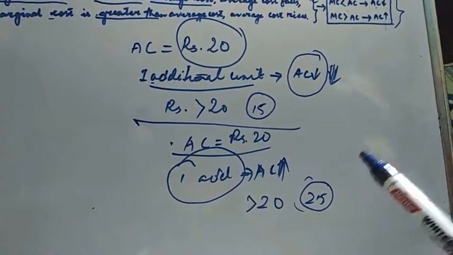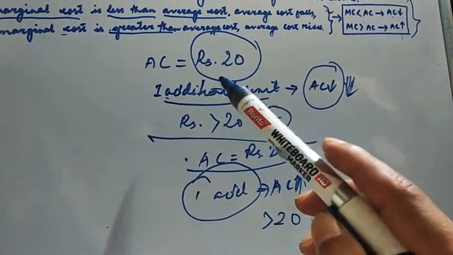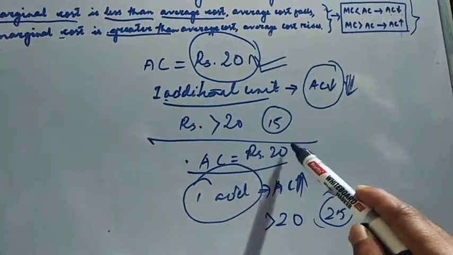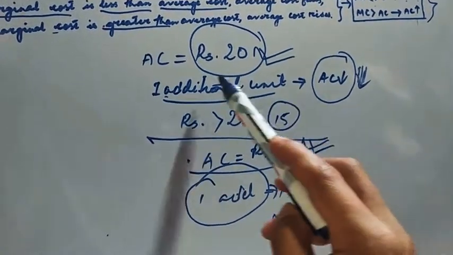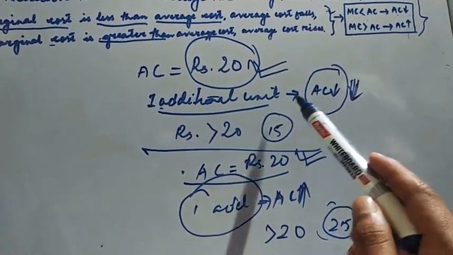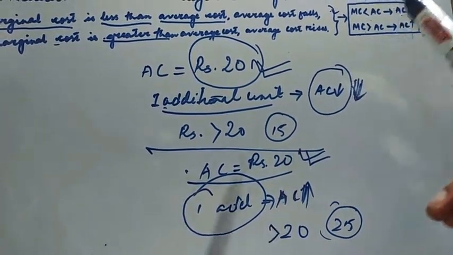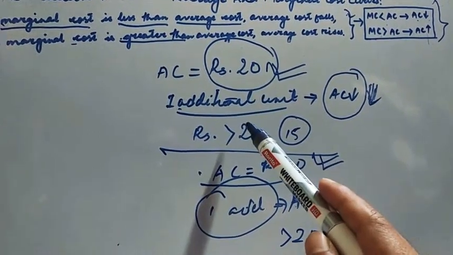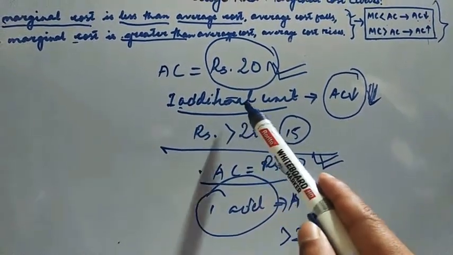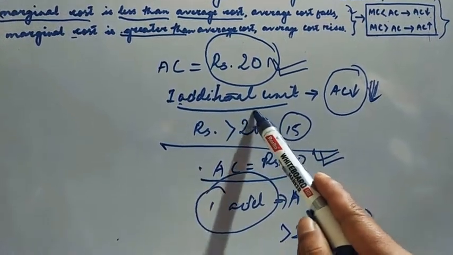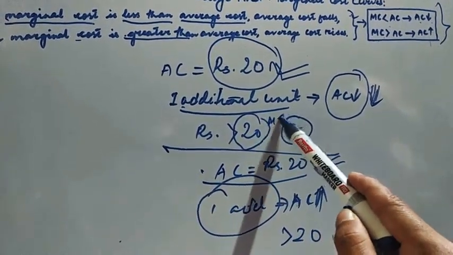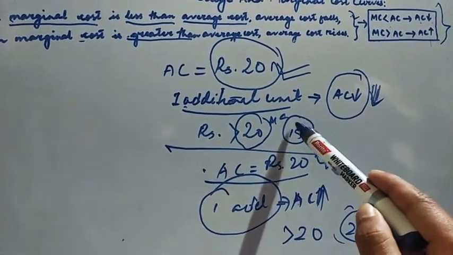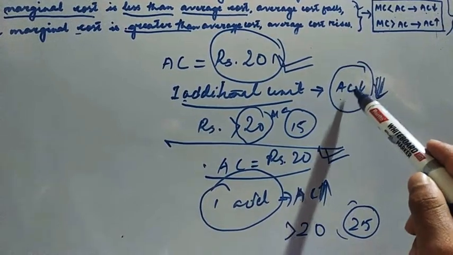So don't get confused here. The producer's average cost is constant at rupees 20. And when he produced one additional unit, his average cost falls, which means that the money incurred in producing one additional unit is less than rupees 20, which means that the marginal cost here is less than rupees 20, say rupees 15. That is why his average cost falls.